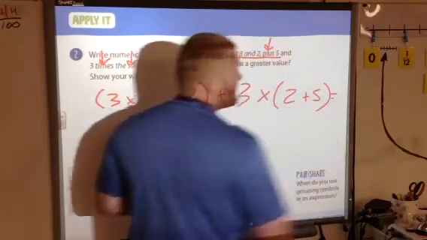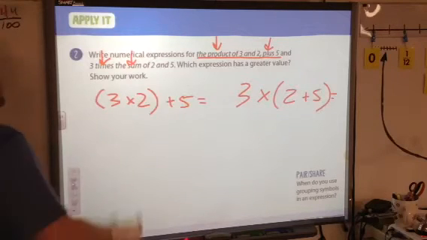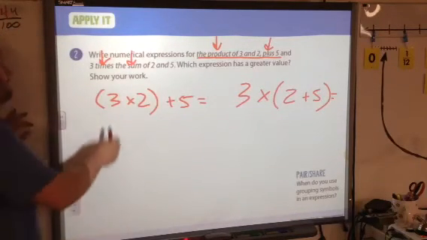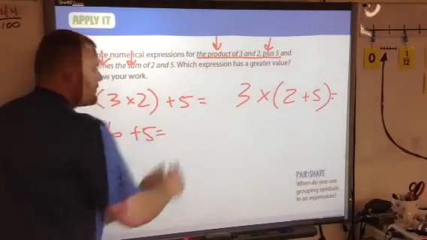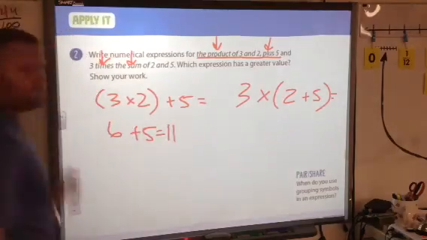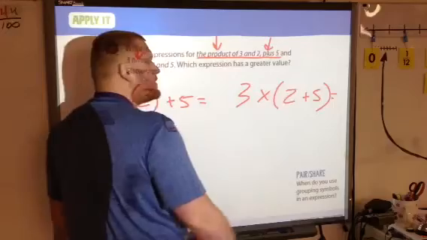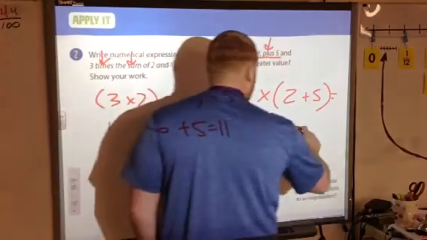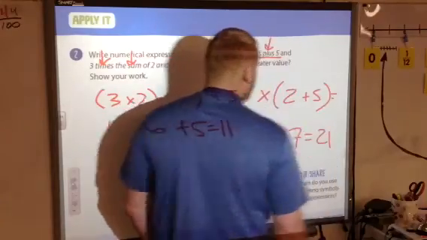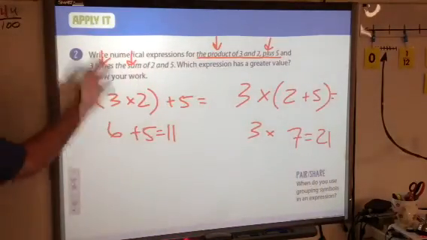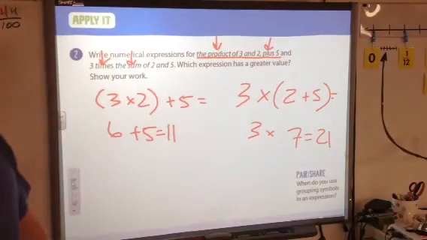Alright. Then we just need to solve both. Solve both and figure out which one's greater. Okay? So remember, parentheses first, and I only solve one at a time. 3 times 2 is 6 plus 5 equals 11. Fair enough? Alright. Then we got here. Parentheses first. 2 plus 5 would be 7 times 3 equals 21. Which one's greater? And that would be the second one. Alright guys, here we go. We're going to do one more.